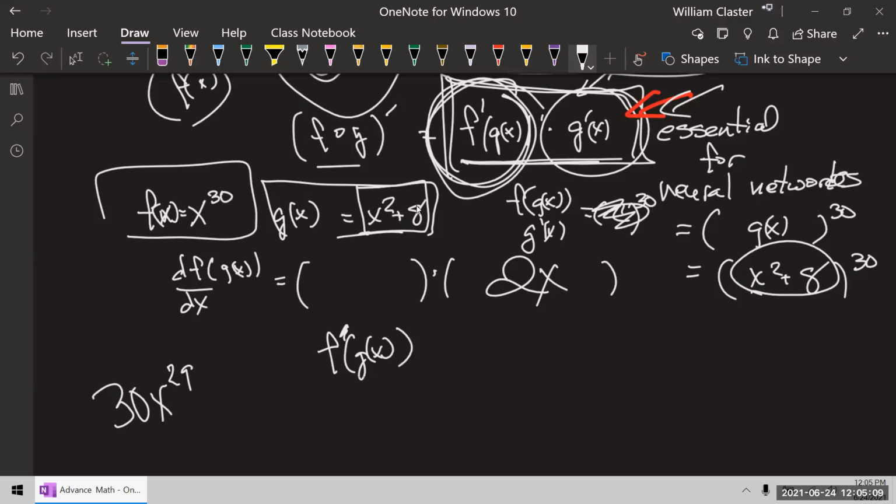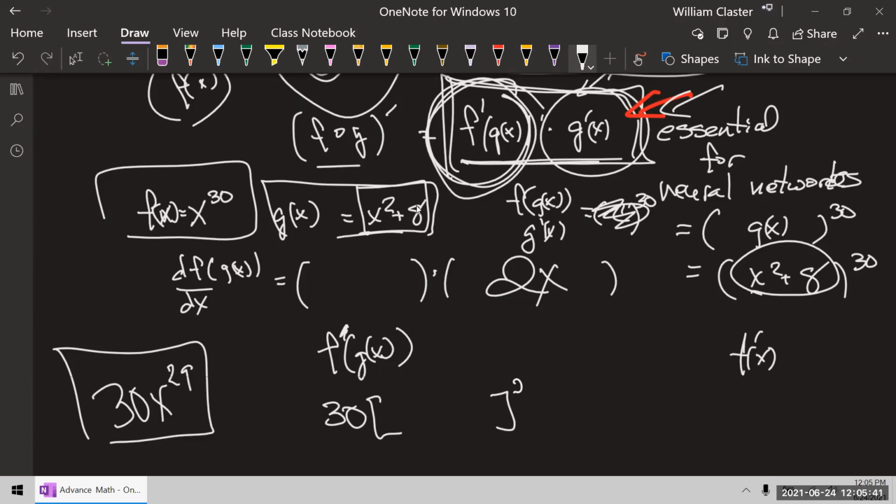Now the only difference is it doesn't mean f prime of x, which is what we just did here, because it doesn't say that. It says f prime of g of x. So what does that mean? That means that instead of x, we just put g into here. We take 30 and then something to the 29th, but it's not x to the 29th, it's g to the 29th.